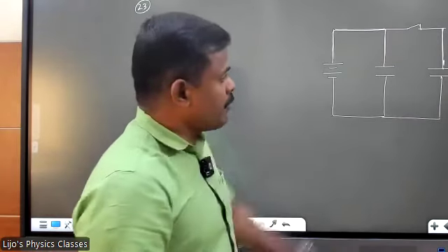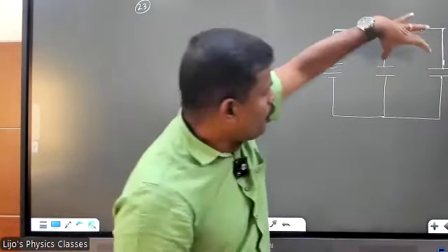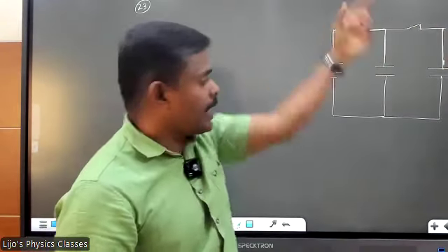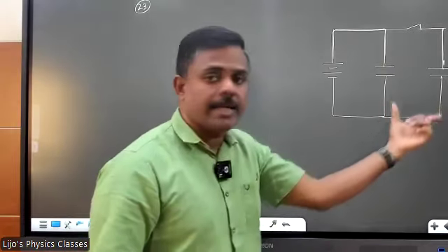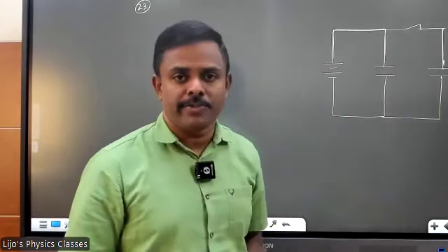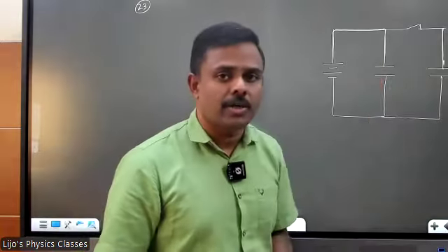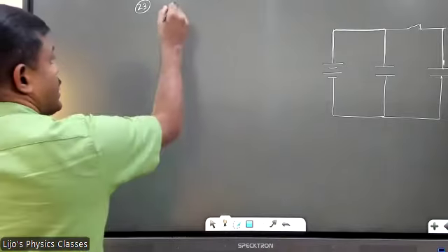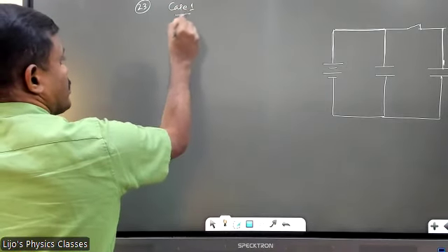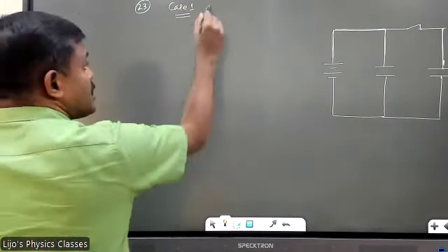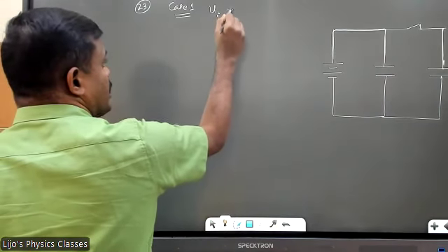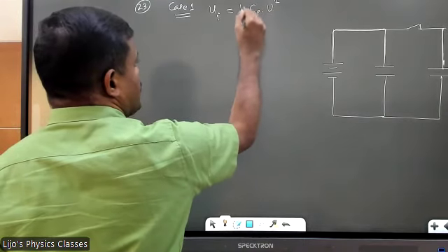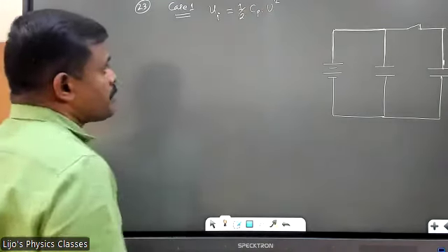Basically, if you look at the capacitors, both the top plates are connected to the positive terminal of the cell, and both the bottom plates are connected to the negative terminal of the cell. So the capacitors are in parallel. So I can take case number 1. What is the energy? I can call it energy initial. Energy can be written as half into Cp into V square.